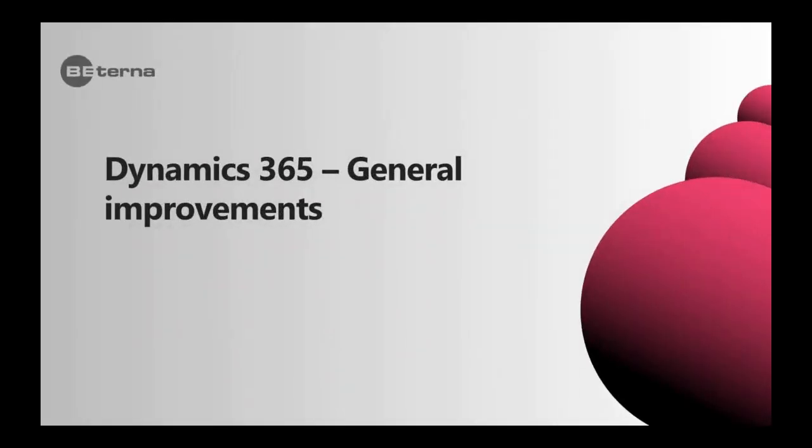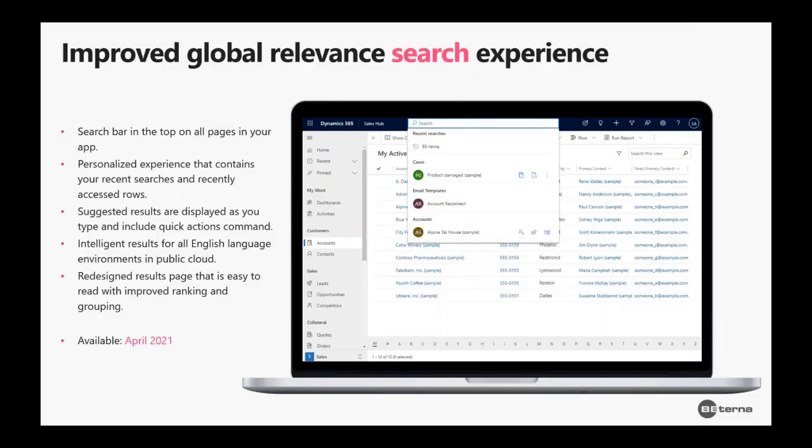Now, there are some updates that are general. By that, I mean they are applicable not only to sales, not only to customer service, but pretty much every model-driven app. And we'll first take a look at these updates, and then we'll dive into sales-specific updates and customer service-specific updates. Now, in the general improvements, I think we have one of the biggest, or the biggest update in this batch, and that is improved global relevance and search experience.